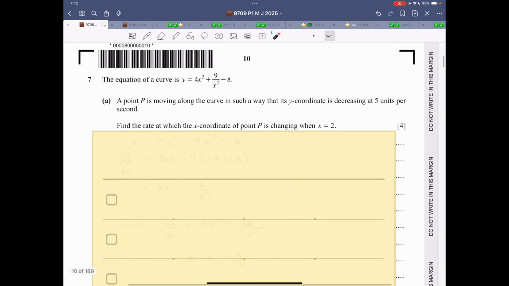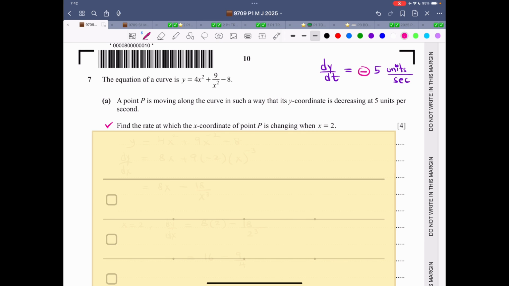So now we are on question number 7. It says the equation of a curve is this. Part A, a point P is moving along the curve in such a way its y coordinate is decreasing at 5 units per second. So let me write over here dy by dt. That is how y is changing with respect to time. This is 5 units per second. And since it's decreasing, therefore we give it a negative sign. If it's increasing, we give it a positive sign.